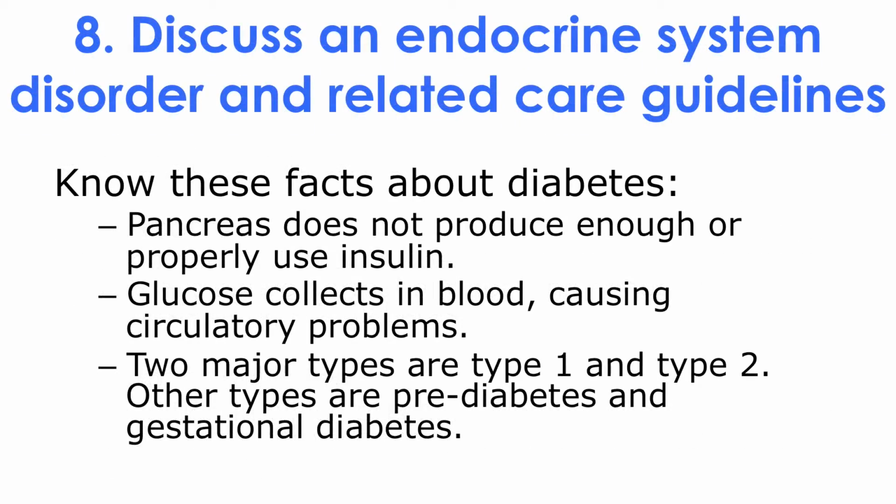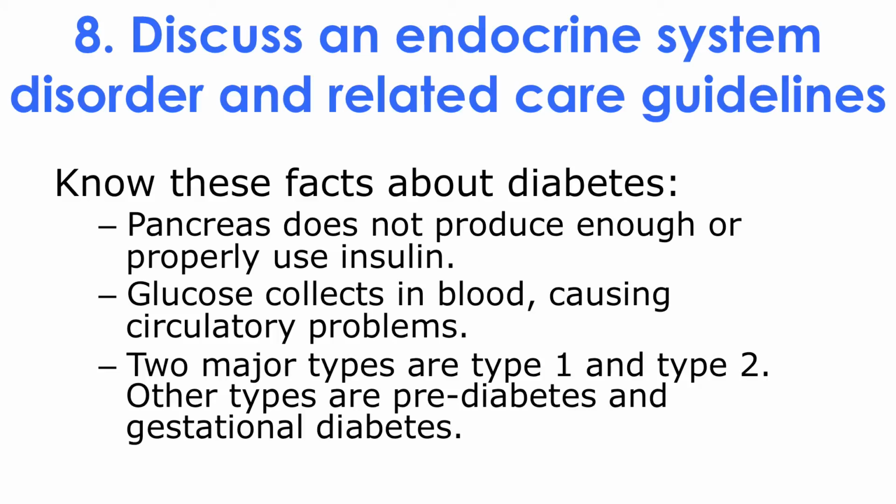Now, we need to know some of the facts about diabetes. The pancreas does not produce enough or properly use insulin anymore. Your glucose collects in the blood, causing circulatory problems, because just think about it. Think about a high sugar concentrated fluid. What does it look like? If we talk about, for example, maple syrup or sugar water, it becomes thicker, right? So if your blood thickens because of the glucose, you have problems with the circulation of it. So just think about that in that sense.